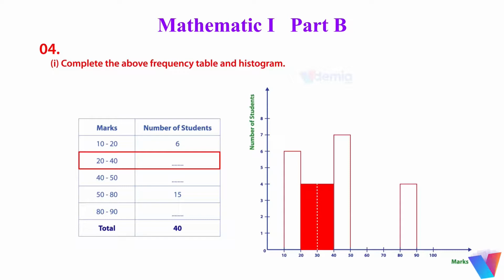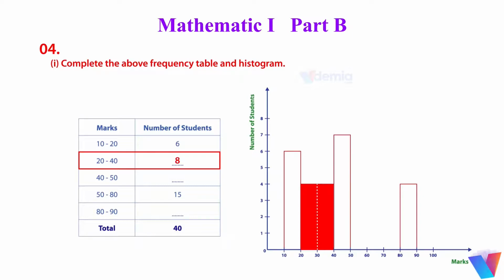In the histogram, from 10 to 20 we have 6. But from 20 to 30 and 30 to 40, it is denoted as 4 students, which means for each interval we have 4 students. Since in the second row we have 2 intervals together, and for each interval we have 4 students, the total number of students should be 8.